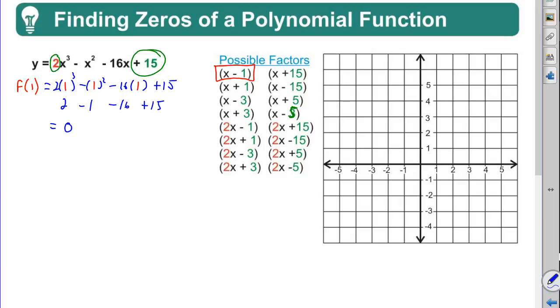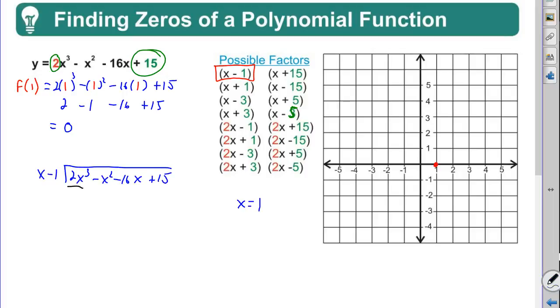Okay, so I already know a 0. I already know that x minus 1 is a factor, and therefore I know one of my solutions is x equals 1, or one of my zeros is x equals 1. And I know I've got this point right there. To get the other ones, I'm going to use long division. So I'm going to take that x minus 1, and I'm going to divide it into the original 2x cubed minus x squared minus 16x plus 15.